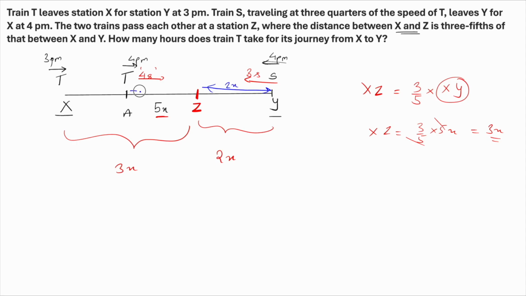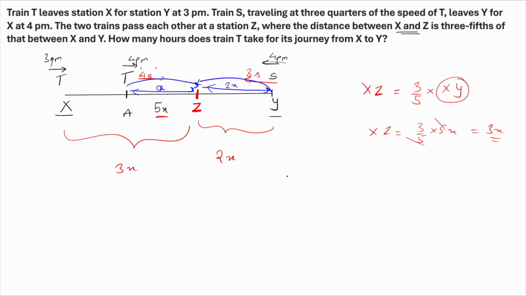Let us suppose this distance that the train T travels to meet the train S be equal to, let's say, A. So in the time in which the train S travels 2x, the train T travels the distance A. The time is the same. So the time taken by train T to travel from A to Z is the same as the time taken by train S to travel from Y to Z.